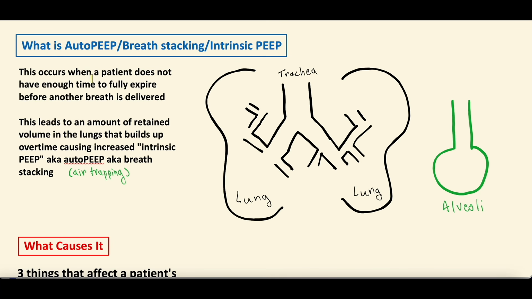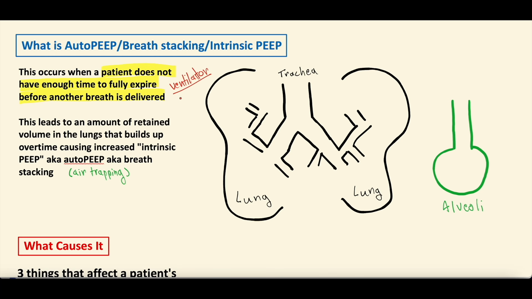Well, it in general occurs when a patient does not have enough time to fully expire before another breath is delivered. And this is primarily a concept that occurs when a patient is intubated or on a ventilator, right? Because we set a lot of what that patient is going to experience: how fast they have to breathe, how much volume or their tidal volume that they have to take with each breath, how much time they have to inspire and expire. All these things are things we can set on the ventilator.